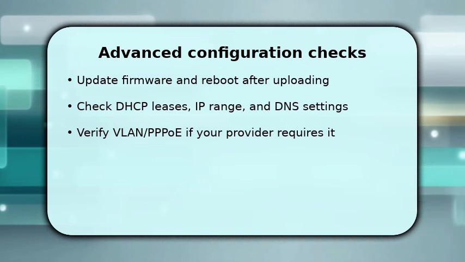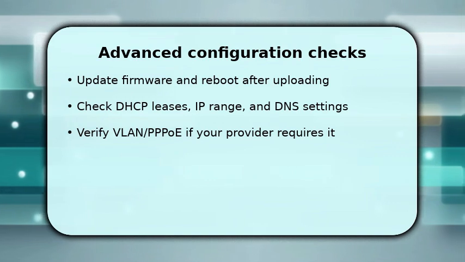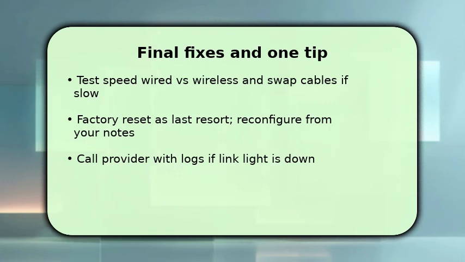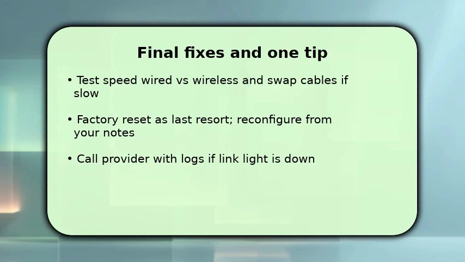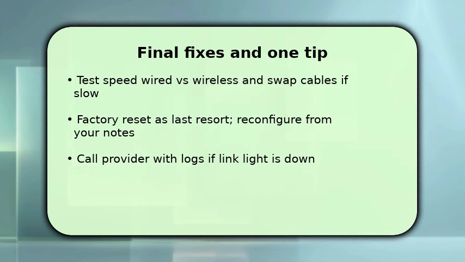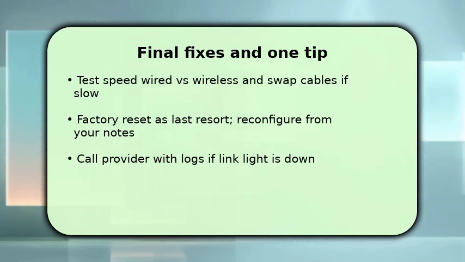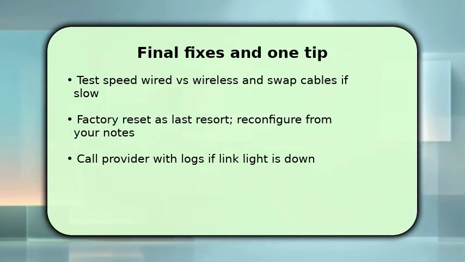Take screenshots for reference. You finish by isolating wired versus wireless performance. Plug a laptop directly into the router to test. If wired is fine but Wi-Fi is weak, change channel or move the router for better coverage. If both fail, backup settings and perform a factory reset, then reapply the configuration you documented. If the WAN or fiber link light is off after this, contact the provider and share the logs and LED behavior.